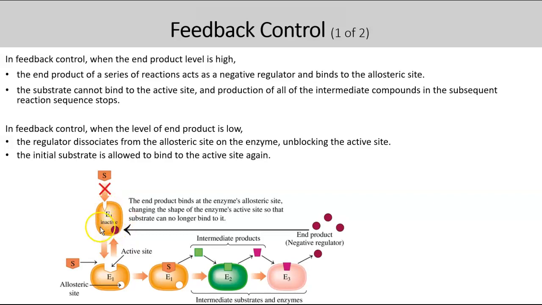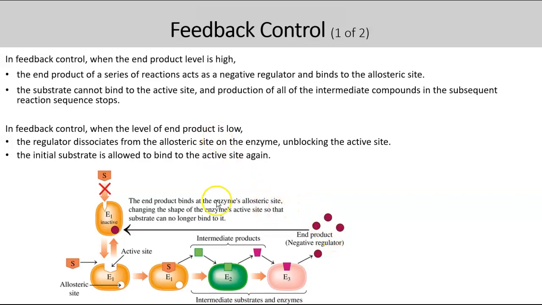So the enzyme's active site now has a completely different shape. The substrate is not going to bind to the active site because the shapes have to be complementary. So no further substrates will bind to the enzyme, and the reaction rate will decrease. This is how these end products regulate the rate of the reaction. So this is called feedback control.